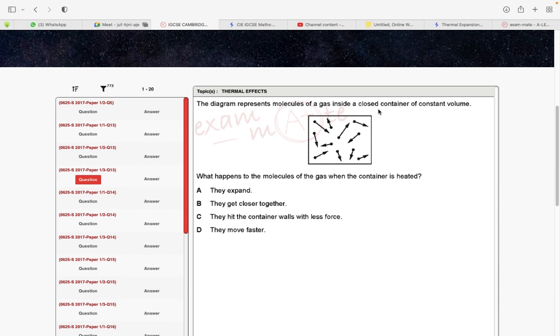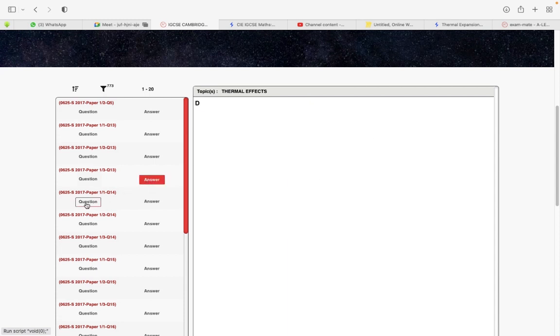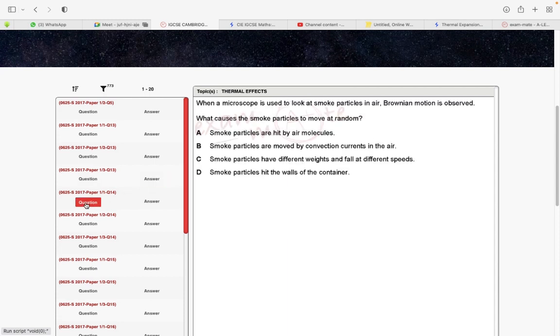Molecules of gas inside a closed container of constant volume. What happens to the molecules of the gas when the container is heated? D. They move faster, they hit the container wall with more force, they get closer together, no, they expand. Okay. Yeah, the answer is between A and D. You go with D, right? Yeah. Correct. Now we go to the next one.